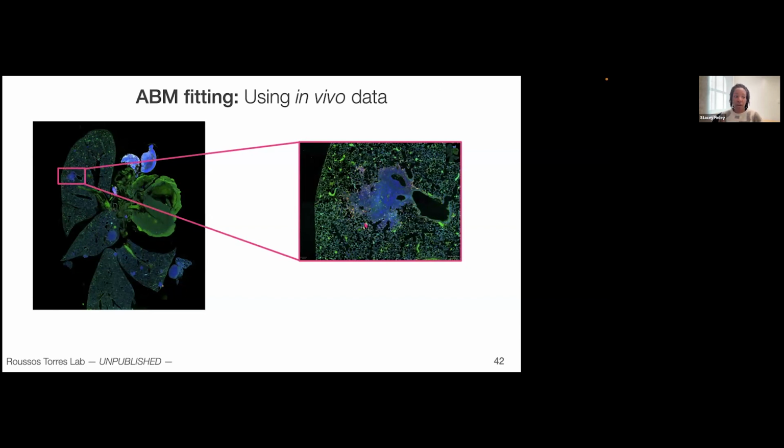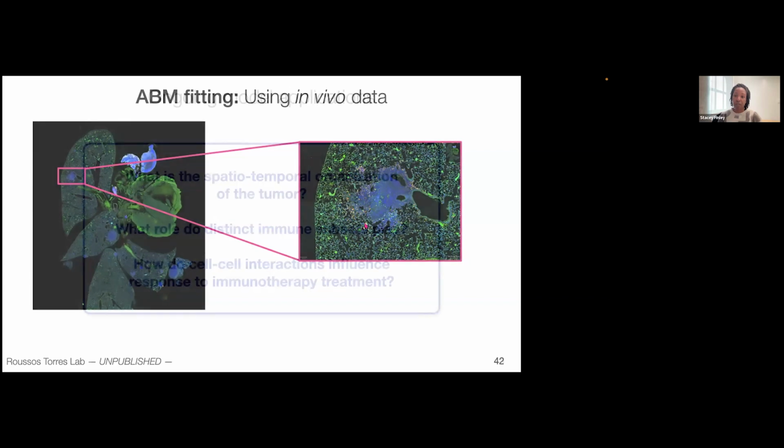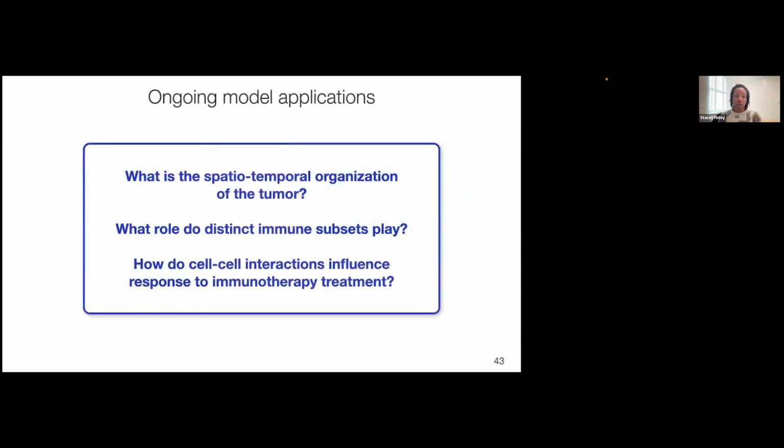And that will be our input that we're trying to use to calibrate the model so that we can begin to answer questions that are specific to breast cancer. Specifically, we can ask what the spatial organization of the tumor is. What role do specific immune subsets play, macrophages versus T cells versus natural killer cells even? And how do cell-cell interactions influence the response to immunotherapy? So this is an exciting collaboration that I have with this researcher at the Keck School of Medicine.